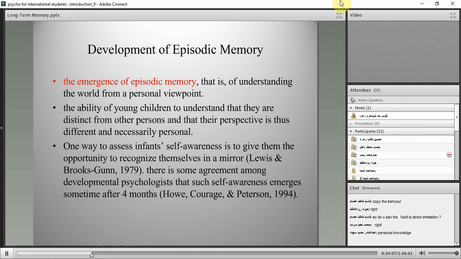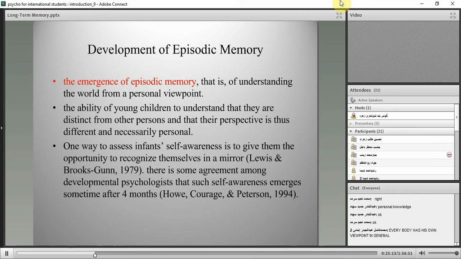We do not say personal knowledge, but personal experiences, personal stories, okay? Because when it says personal knowledge, it is something related to your own characteristics, which is stored in your semantic memory. So the first stage in the development of episodic memory is to recognize that you are distinct from other individuals. One way to evaluate infants' self-awareness, when the child comes to be aware of his own self, is to give them the opportunity to recognize themselves in a mirror. So when the infant looks at the mirror and can recognize himself as different from others, then this is the first stage.